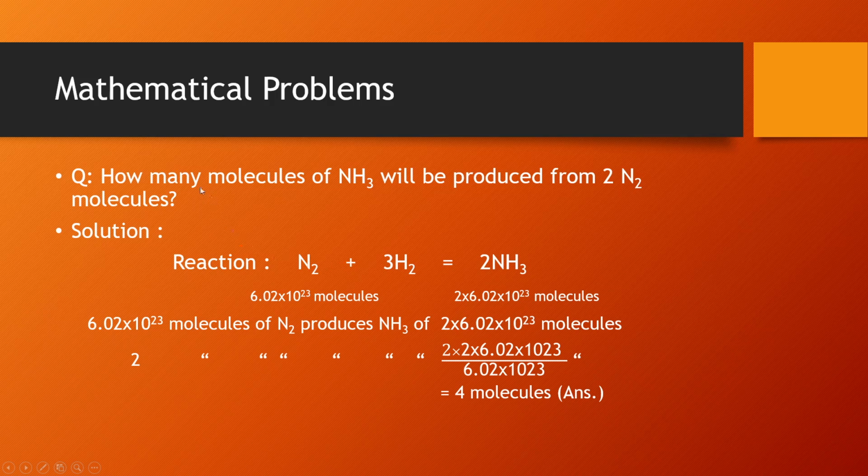Here we can see another example: how many molecules of ammonia will be produced from two nitrogen molecules. We have seen the example of gram amount, and now we will see an example of molecule amount. So how many molecules of ammonia are required? Excuse me for a moment.